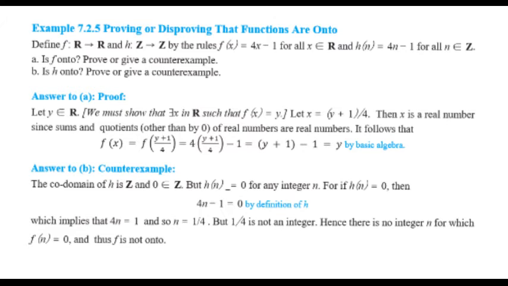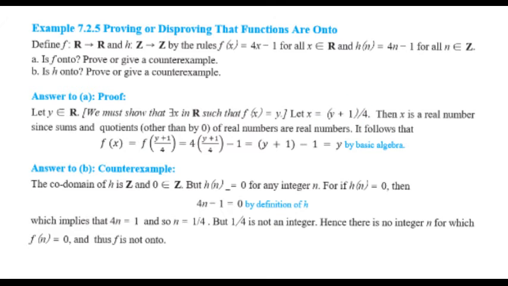In order to answer part A, we are going to prove it. So we say, let's assume that y is an arbitrarily chosen but particular element of the codomain, and now we must show that there is an x that belongs to the real numbers such that f of x is equal to y. That's why we consider x as (y plus 1) divided by 4. You will see later why we chose such a real number.